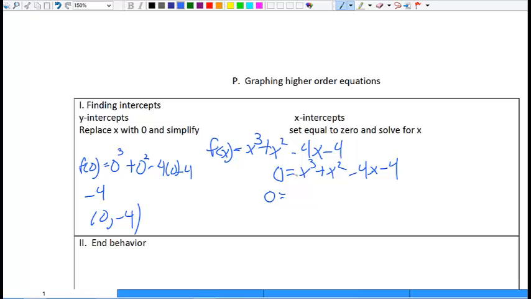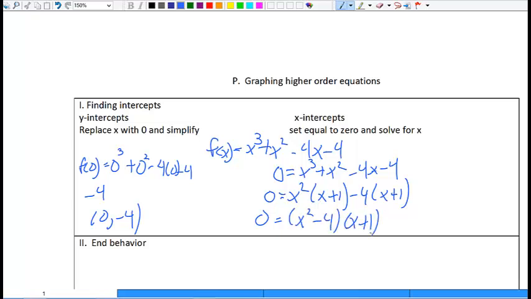So I notice the first two terms I can take out an x squared, that's x plus 1, and then I notice I can take out a -4, and that's an x plus 1 as well. And then if I group them, I get (x squared minus 4)(x plus 1). We've done this question before, so that'll give us solutions of -1, -2, and +2, which means it crosses the x-axis at those three numbers.